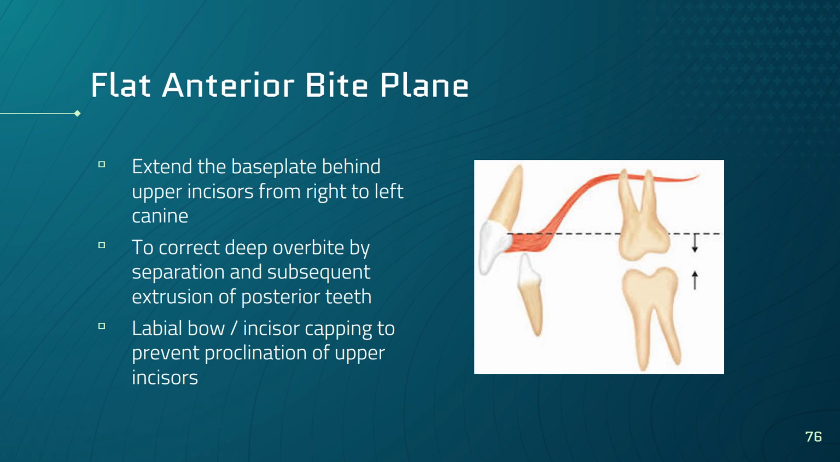And how does it do this? It causes separation of the posterior teeth, and subsequently these posterior teeth will over erupt. Okay. Now, if we want to prevent the upper anterior teeth from proclining, we can incorporate a labial bow or do an incisor capping.